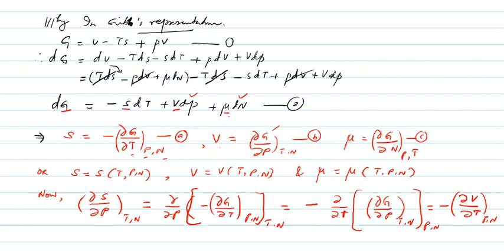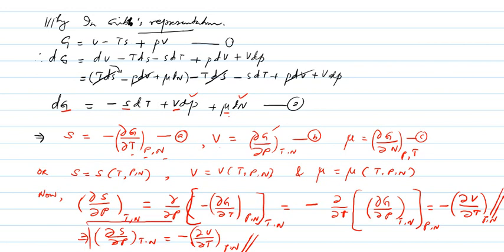So that's one of the thermodynamic Maxwell relationships that we have got. You can rewrite this one: ∂S/∂P, keeping T and N constant, will be equal to minus ∂V/∂T, keeping P and N constant. So this is our first Maxwell relationship in the Gibbs free energy representation.